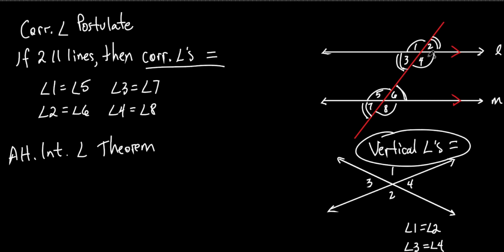And 4 and 5 are also alternate interior angles. And guess what's true about those two angles? They're equal to each other as well. That's kind of a proof. We kind of just proved that if two lines are cut by a transversal, then the alternate interior angles are equal to each other. So we really didn't even need them to tell us that. We figured that out on our own.